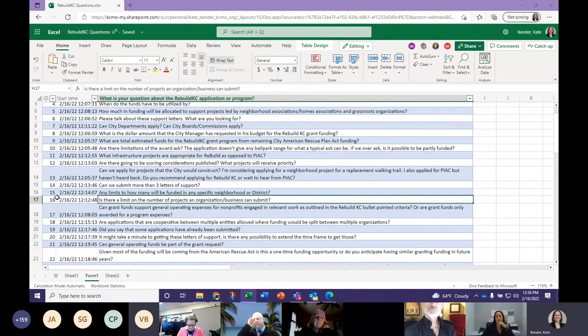People have asked, can salary and operating costs be covered? I think yes was the answer to that. That's a potential use. Can funds be used for building improvements? Yes, that's a potential use.